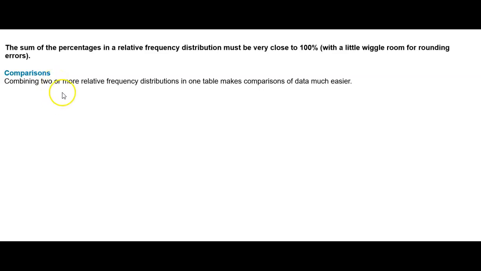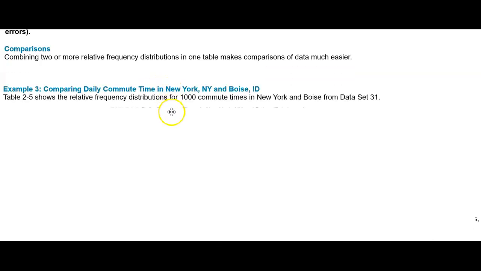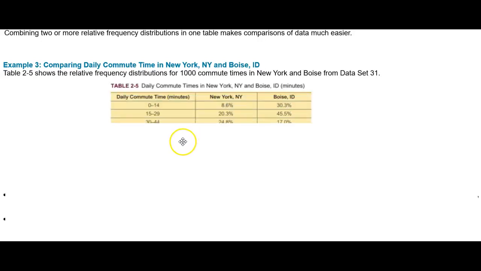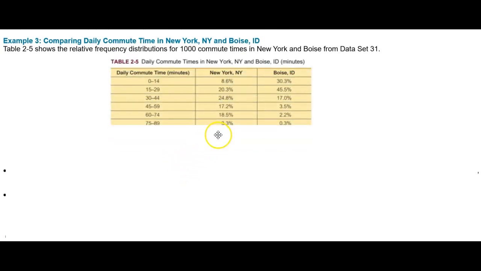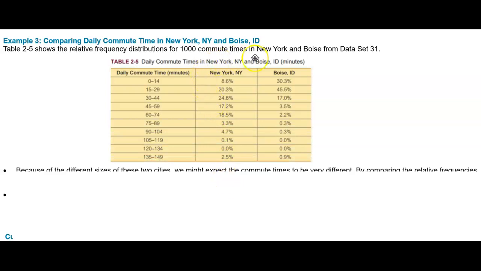Comparisons. Combining two or more relative frequency distributions in one table makes comparisons of data much easier. Example 3. Comparing daily commute time in New York and Boise, Idaho. The table here shows the relative frequency distributions for 1,000 commute times in New York and Boise from data set 31. Here in the first column, you're going to see the classes of the daily commute times going from 0 to 14 all the way to 135 to 149. Now here are the relative frequencies.